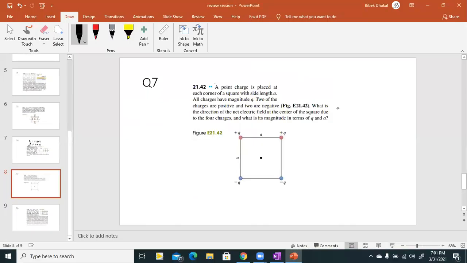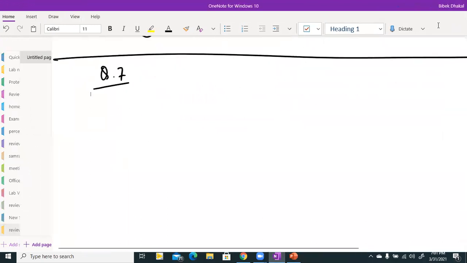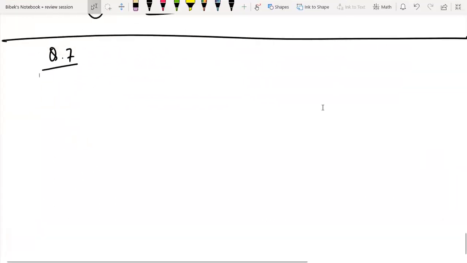So there could be values in the exam. This is an important problem, so you might be asked a similar problem. Practice a few of them before going to the exam tomorrow. You might be asked a triangle, like three charges are here and you need to find the electric field at this point. It's not a very hard problem.